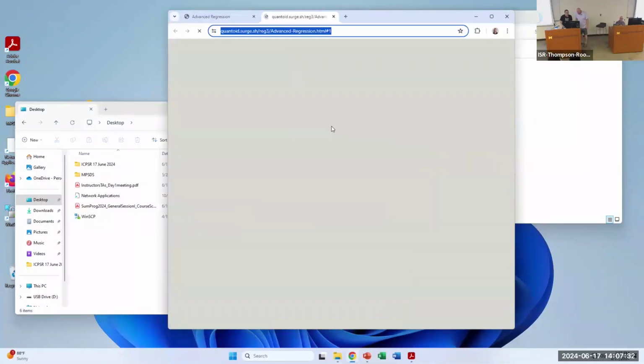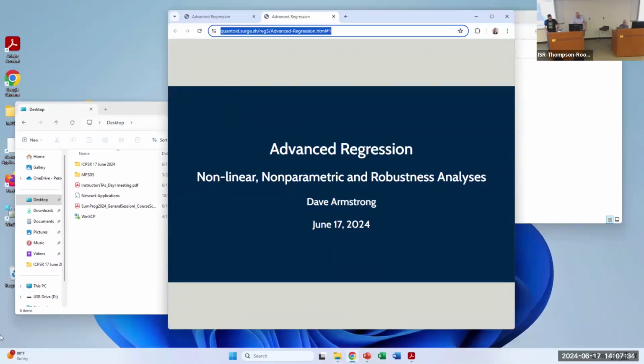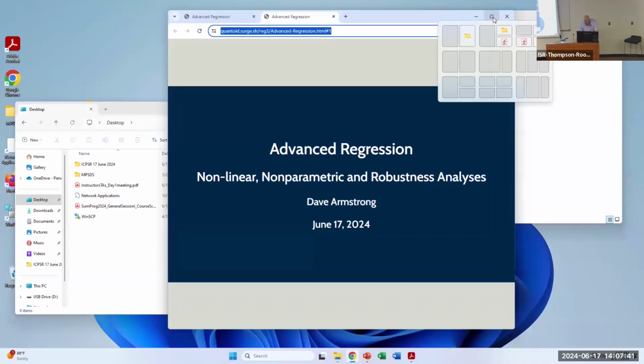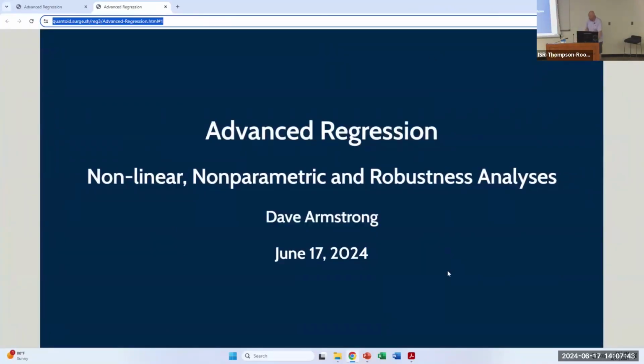If we click there, I'll let you full screen it, do whatever. I have to share this on Zoom, Rob? Should be, yep, you're good. That's good. Okay, great.